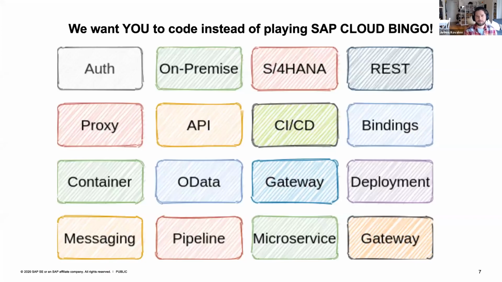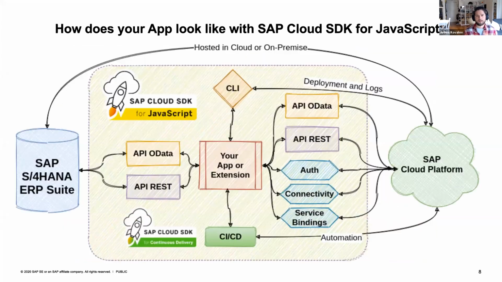We created it just to solve a very simple problem, as it might seem from the very beginning: we want you to write code instead of playing SAP Cloud Bingo and figuring out all the technologies we have in place, and to take the best practices from us and quickly release your applications. Maybe that's not a very precise diagram, but that's how your application will look with SAP Cloud SDK. In the center of it, of course, is your app, and then you can consume different services from some ERP suite like S/4HANA or other applications from the SAP product portfolio, like SuccessFactors and others.